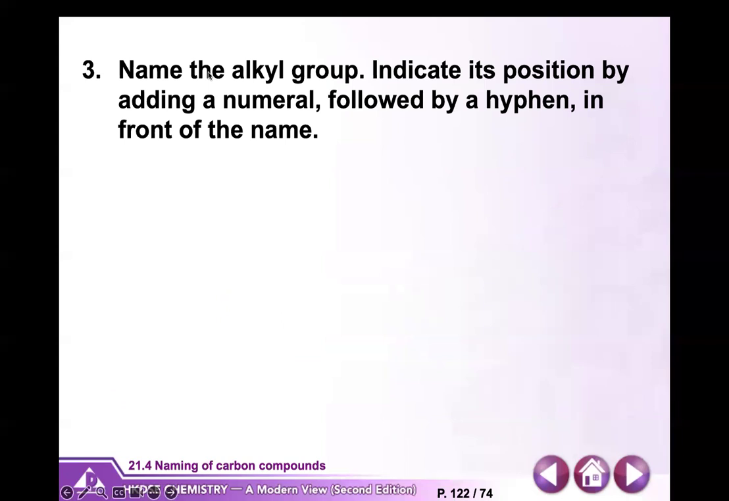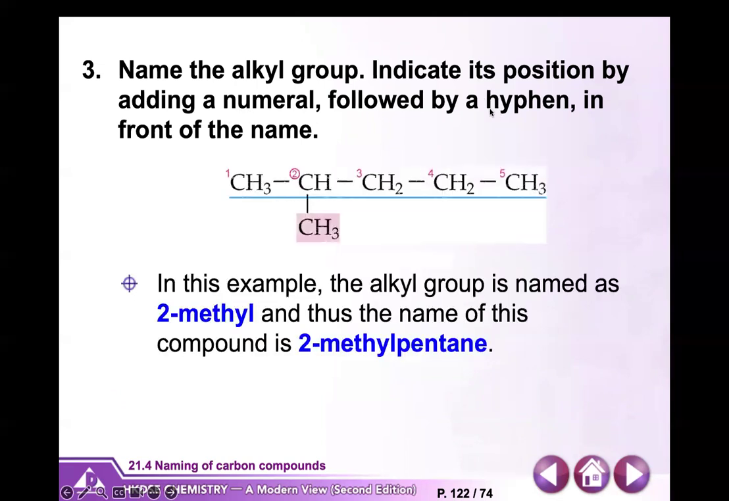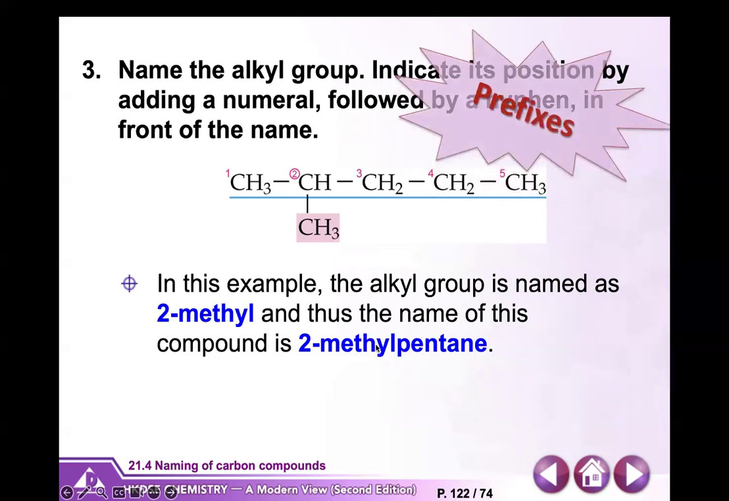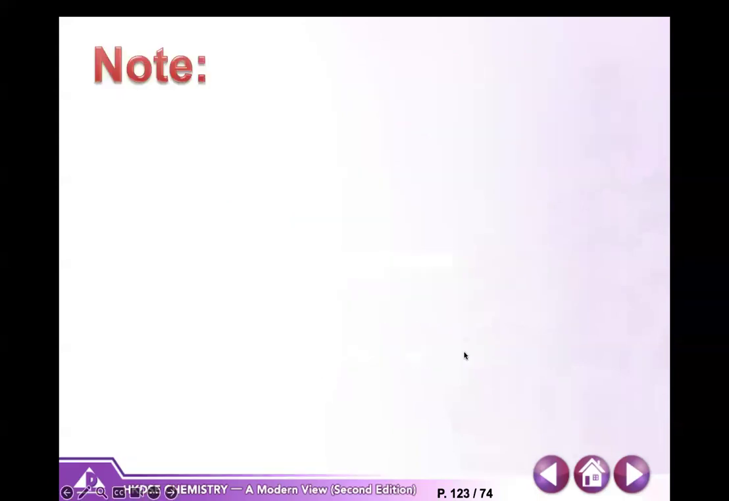So the next one, naming the alkyl group: indicate its position by adding a number, followed by a hyphen in front of the name. That means we have the parent or the root, which is pentane, and a substituent, which is methyl. Then we label the position, that is 2. Between the numbers and the letters, we should have a hyphen. As a result, 2-methylpentane. So the 2-methyl is a prefix, while the pentane is the parent chain or the root.